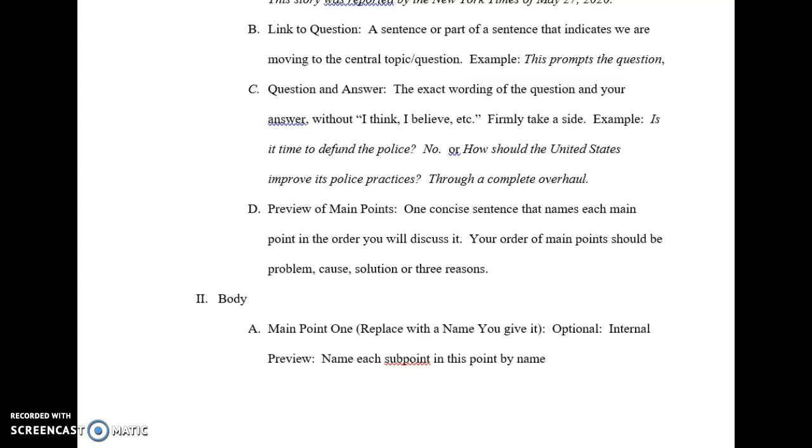And then your preview of main points will be one concise sentence that names each point in the order you will discuss it. Your order of main points should be problem, cause, solution, or 3 reasons. So if my topic is is it time to defund the police, and I say no, then my preview of main points would go something like, today we will discuss 3 reasons that the police should not be defunded. This, and this. Or we will talk about the problems, causes, and solutions to police departments.